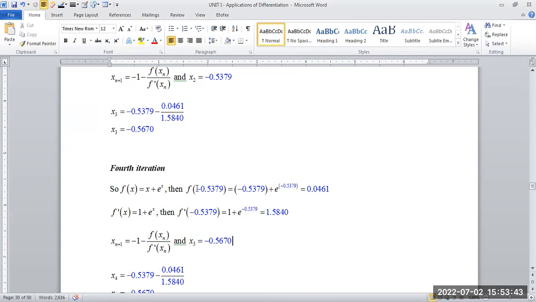So I'm doing the same thing again. I'm using the same original function and the same f dash of x. Only thing that I'm doing differently is substituting my values.